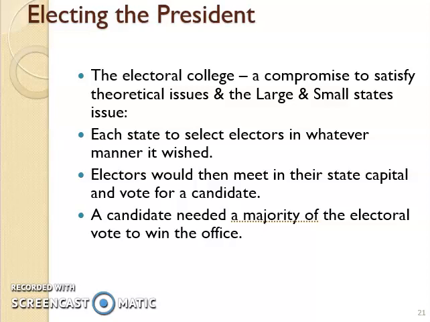So they wanted to have two kinds of majorities. They wanted to have a majority of people and a majority of states. This led to what we know today as the Electoral College. So the way it was going to work was each state would select electors in whatever manner they wish. So the way it originally worked and the way that it works now is not the same.